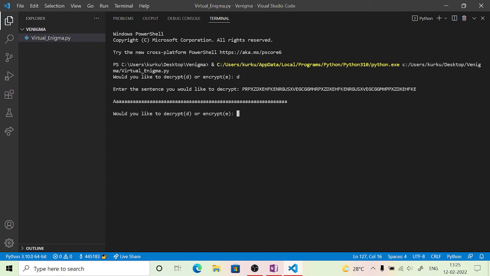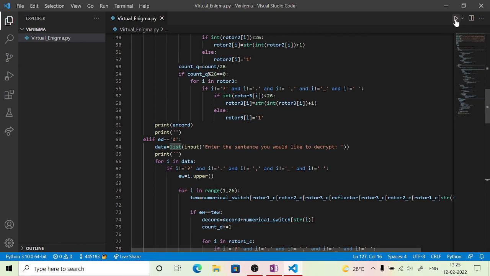So isn't it great, friends, that we are able to encrypt and decrypt messages efficiently and well?